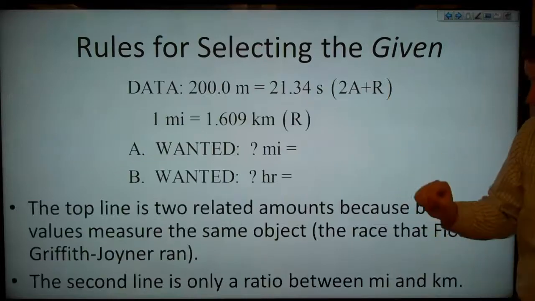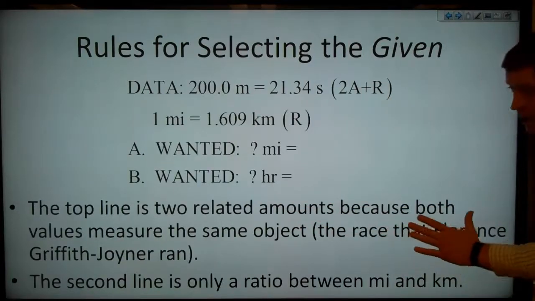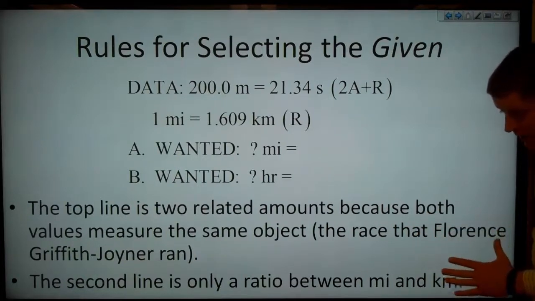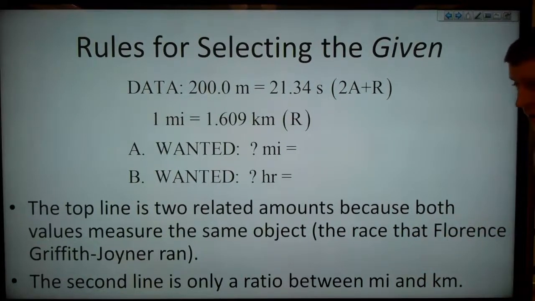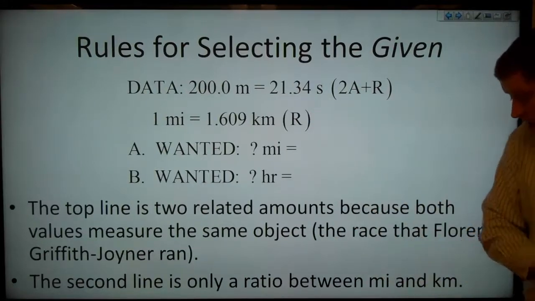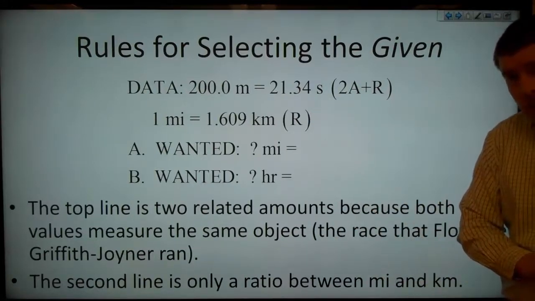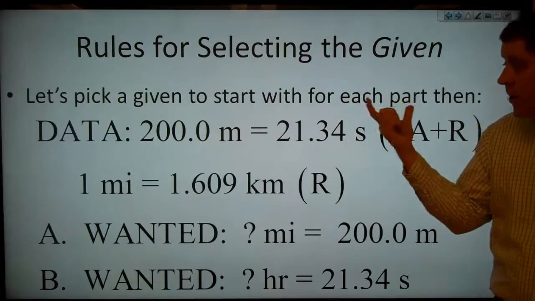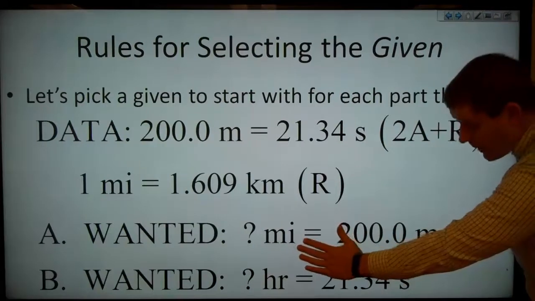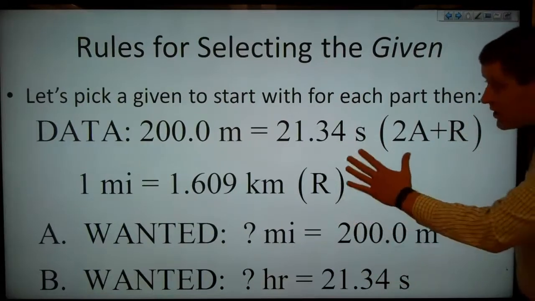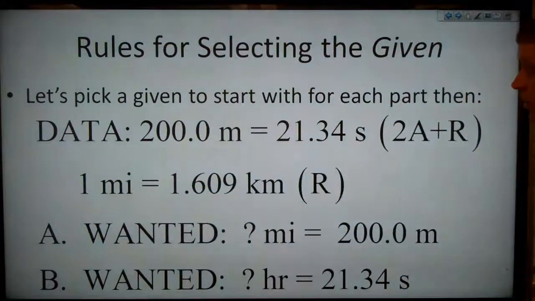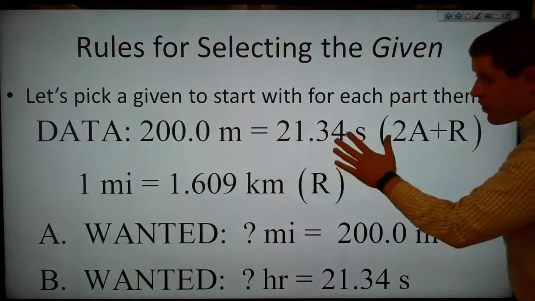So here we have our labels again. And again, that top line is two related amounts because both values measure the same object. This is the race that Florence Griffith Joyner ran. But the second line there is only the ratio between miles and kilometers. So let's pick a given to start with for each part. So for A, because we want miles, let's start with the distance unit. The distance unit that we have, again, we can't use anything from here, but we can use meters or seconds.